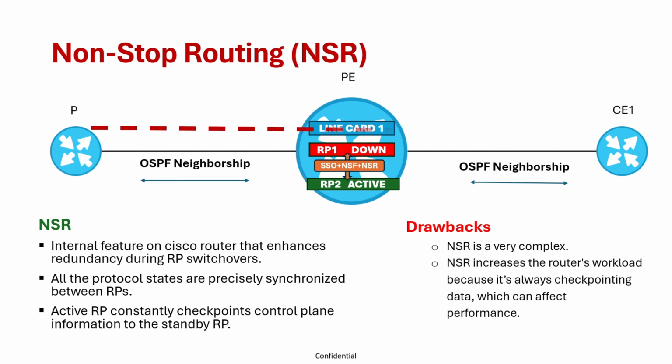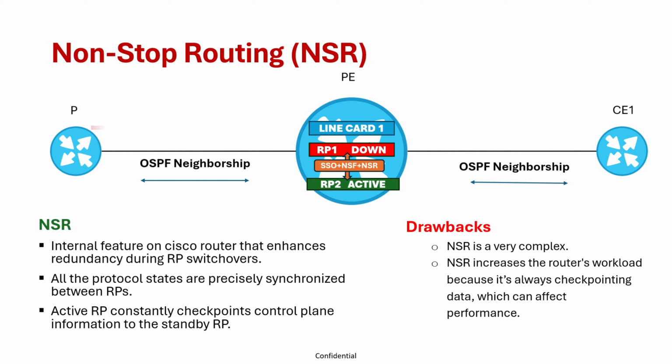To summarize, I would say SSO provides seamless control plane failover, but it misses the layer 3 control plane information, whereas NSF ensures the data plane remains operational by checkpointing the layer 3 information, but again it depends on the neighbor support. GR preserves protocol adjacencies during restarts by coordinating with neighbors, but it expects the other router to be GR aware or GR helper, I would say.